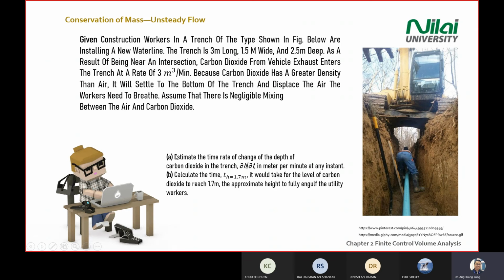We need to look at two things. A, estimate the time rate of change of depth of carbon dioxide in the trench, dH/dt, in meters per minute at any instant. Second, calculate the time it will take to reach 1.7 meters, which is approximately adult height. So we need to calculate the safety time, so that the worker must complete the work within that time frame. If not, there is a risk of CO2 poisoning.